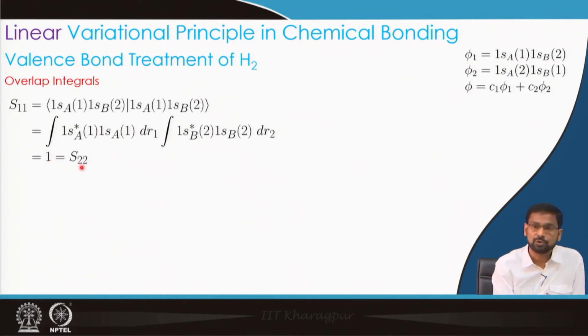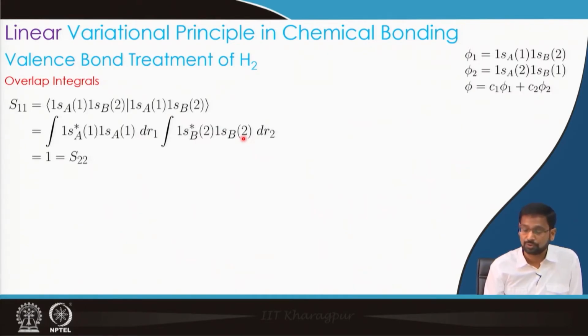Same thing I can show for S22, where S22 would be obtained by evaluating the overlap integral of phi 2 with itself. I would suggest you to please do that, so that you have the practice of writing down the functions as well as separating the functions according to their electron dependence and then evaluating those integrals.